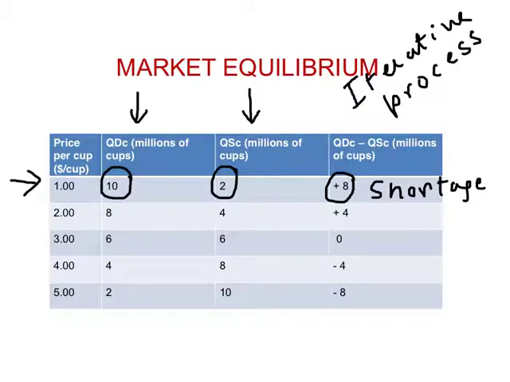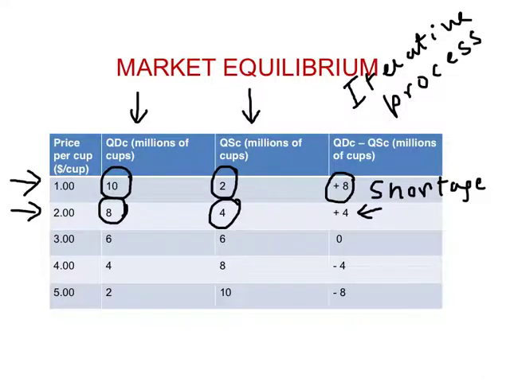Now, Starbucks believes its coffee is really good and consumers could perhaps pay a higher price, and so they set a price of $2 per cup. At $2 per cup, quantity demanded is 8 million cups, quantity supplied is 4 million cups, and we still have a shortage, though the extent of shortage has decreased.